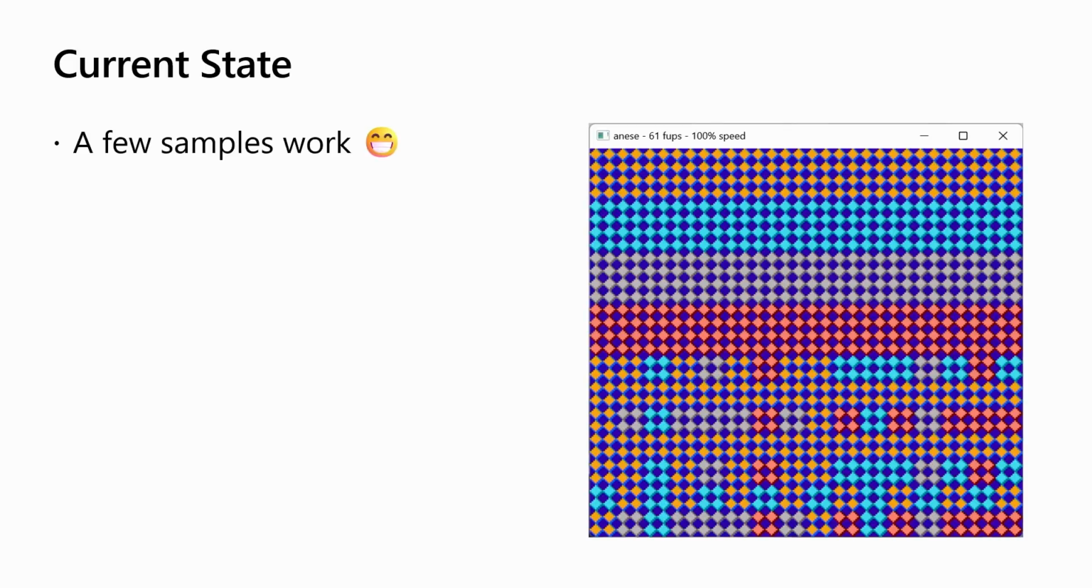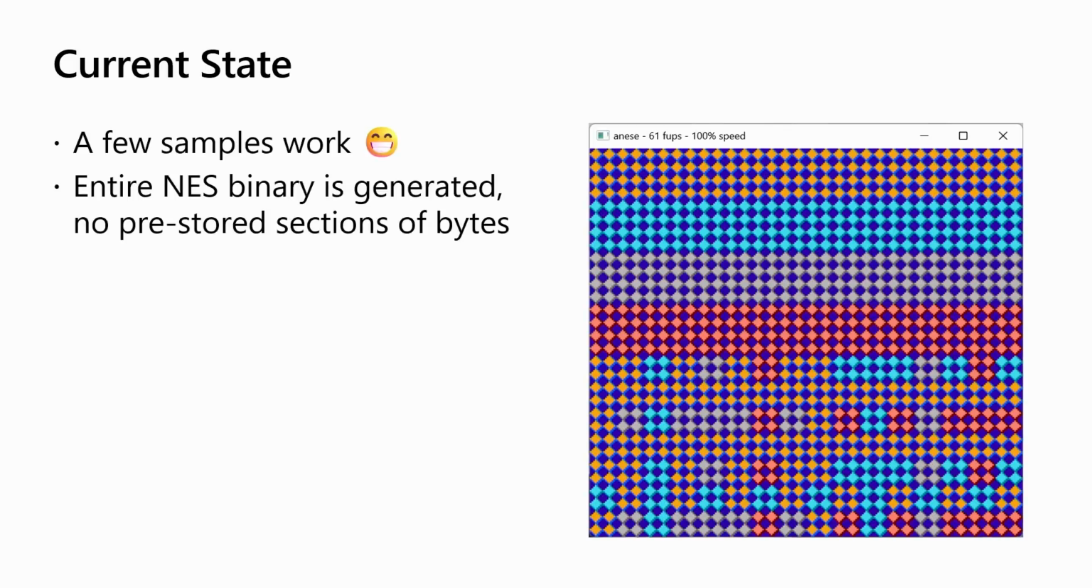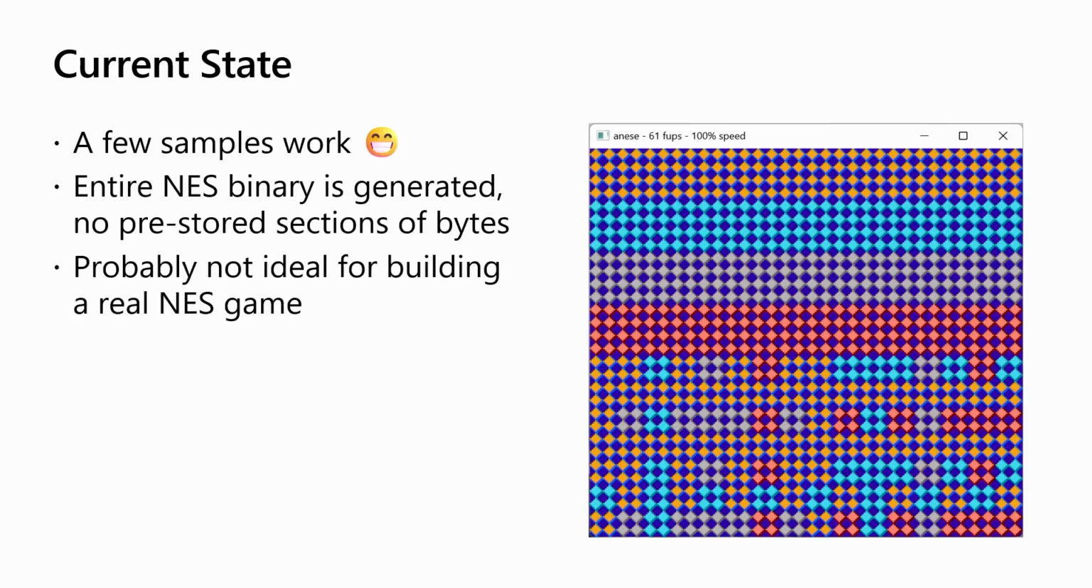A couple samples are working today. And I'm generating the entire NES binary, and I don't have any pre-stored sections of bytes anymore. I'm pretty sure there's one to-do comment, there are 4 bytes that I never figured out, right? So it says, to-do, I have no idea what these bytes are. But it does match what real ROMs have in it, so it does work. At the point I have this today, it's probably not going to work to build a real game yet. That's something I can keep working on, maybe something in the future.